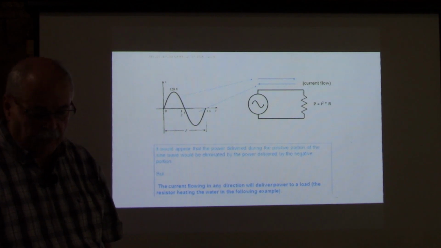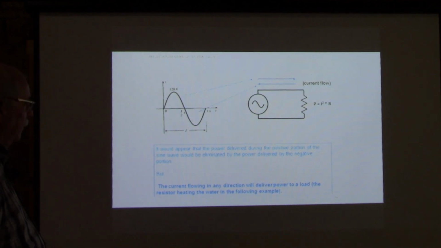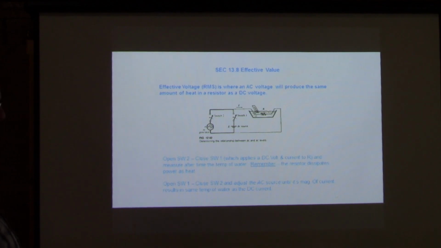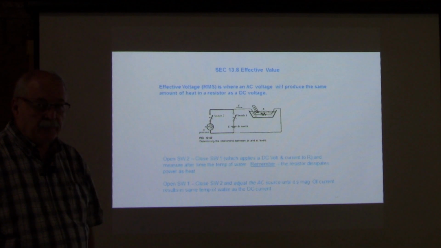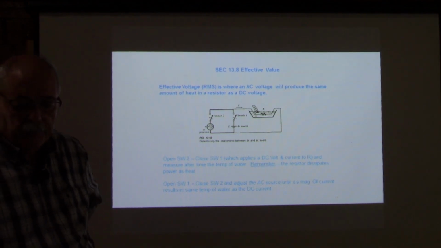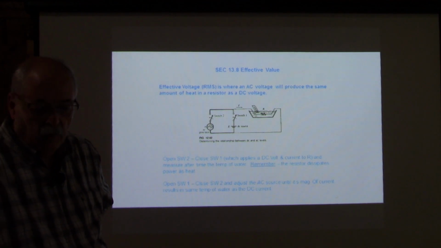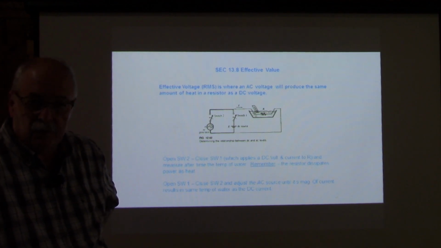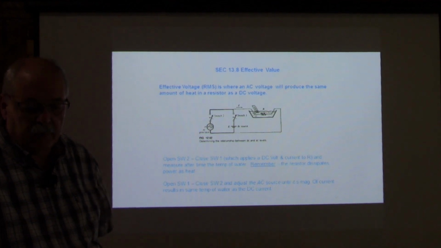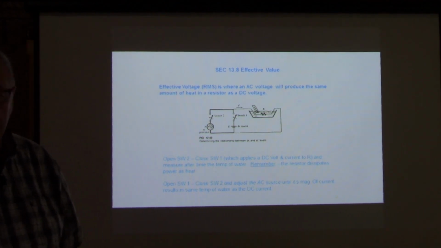So here's a case where we're talking about the sine wave, but let me skip ahead here a little bit. We're going to talk about effective value. All right? I think that slide is out of order. Effective value is a little different. Effective value is where an AC voltage will produce the same amount of heat or work as a DC voltage. Right? Not to be confused with the DC voltage being the average. This is where you're looking for the AC equivalent of a DC voltage.